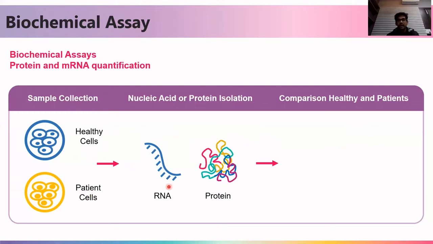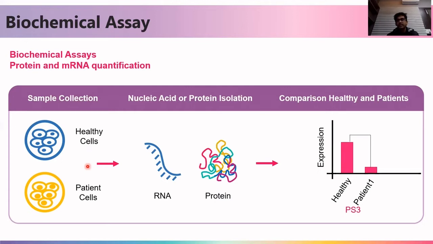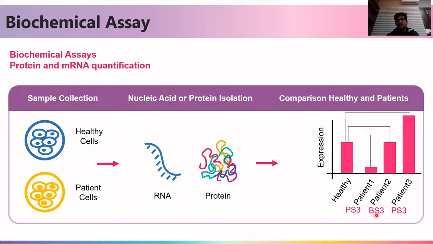And you can quantify and look at what the level of this RNA is, in comparison between the healthy and the patient cells. On comparison, if there is a significant reduction in the expression of either RNA or protein, then it will be marked as PS3. Also, there is one possibility in which this particular patient has a high expression of RNA or protein, and that also can be responsible for the disorder. In this scenario also, we will mark it as PS3.